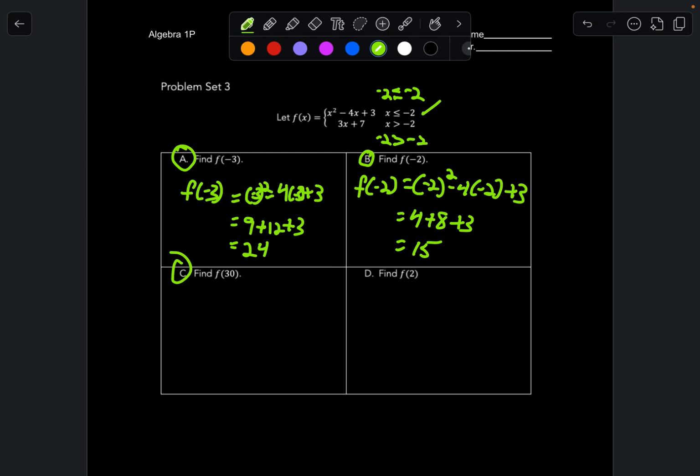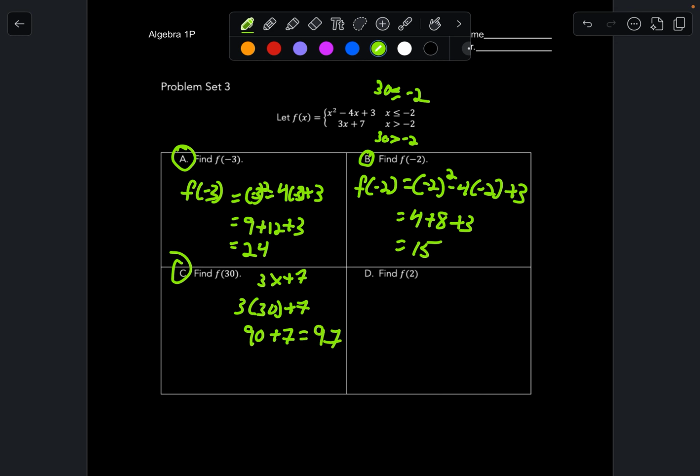For f of 30, you notice I'm always going to look at which piece to use. So is 30 greater than negative 2? I hope you'll say yes, or do you falsely believe 30 is less than negative 2? Obviously, it's greater than, so we have to use the bottom piece, 3x plus 7, so we just replace x with 30. 3 times 30 plus 7 is 90 plus 7, which equals 97.